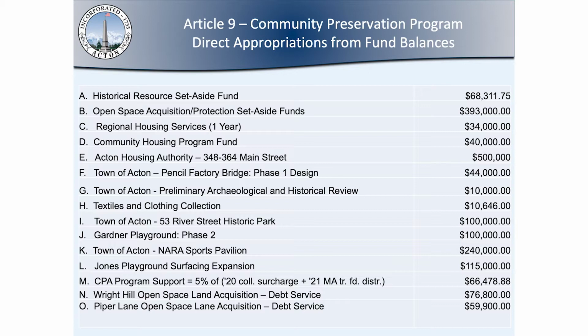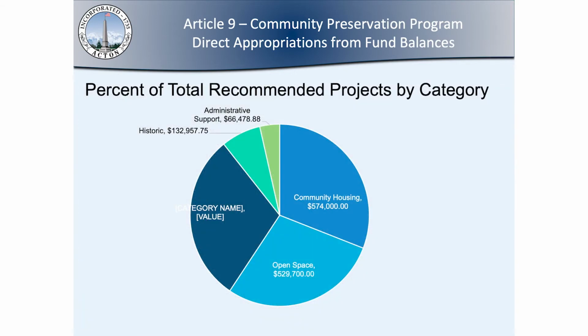This slide is a very quick summary of the projects that we are recommending as a committee to appropriate this year. They're labeled A through O. And rather than go through them right now and read the slide, we're going to go through each one in the subsequent slides. This slide kind of shows the recommended projects by category.